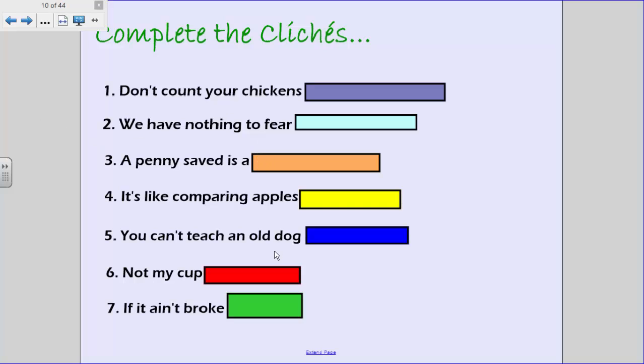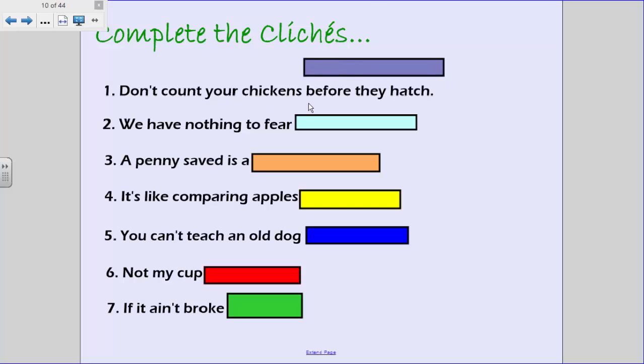Alright, here you have some incomplete cliches. I would invite students to come up and guess the second half of the cliche, and then remove the slide to show what that cliche really is. So you have, don't count your chickens. I'll say, Billy, why don't you come up here and tell me, what do you think the second half of don't count your chickens is? He says, before they hatch. I say, don't count your chickens before they hatch.